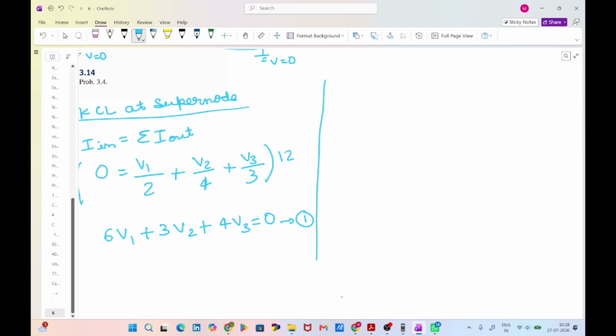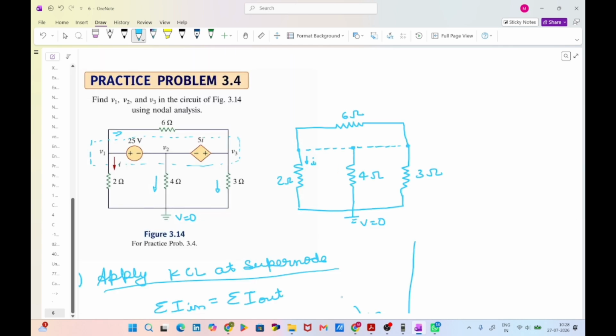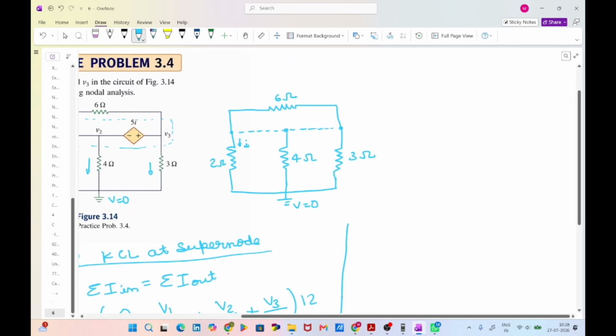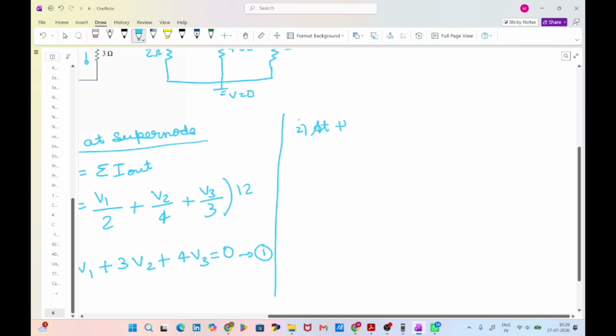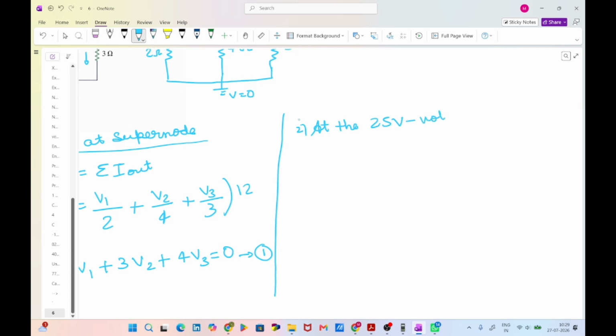We know that V1 minus V2 is equal to 25 volt, here at the 25 volt voltage source. V1 minus V2 is equal to 25. Let us consider this as equation 2.